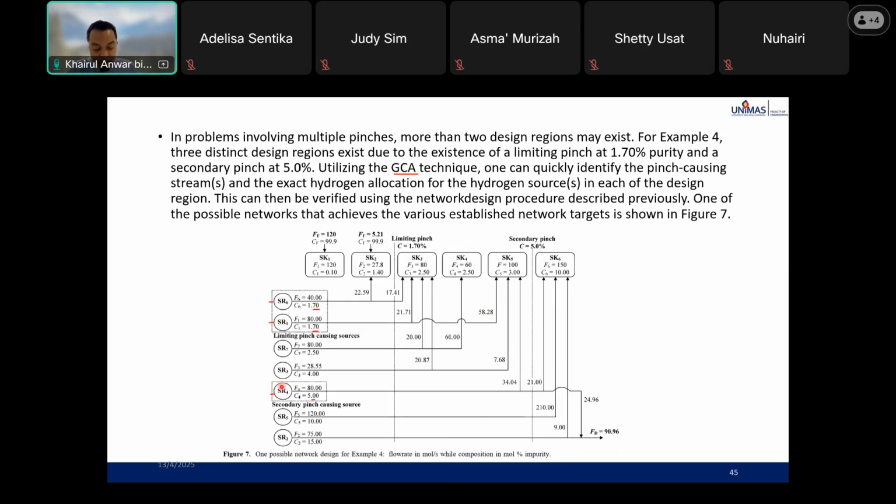Utilizing the resurgence technique, one can quickly define the pinch position and exact hydrogen equation for the hydrogen source in each of the design regions. This can then be verified using the network design procedure discussed previously. One of the possible networks to achieve the various established targets is shown in figure 7. So you notice the method here. This method is actually the source-sink composite curve diagram.